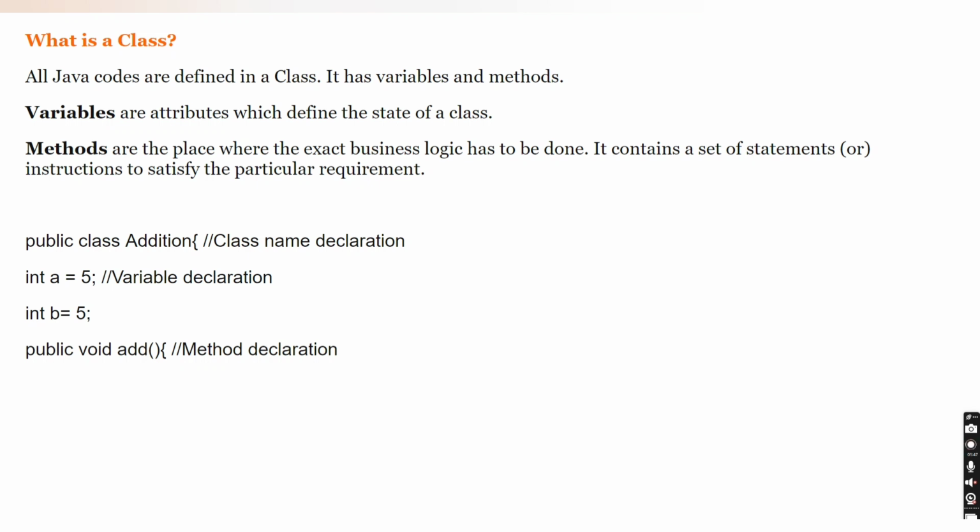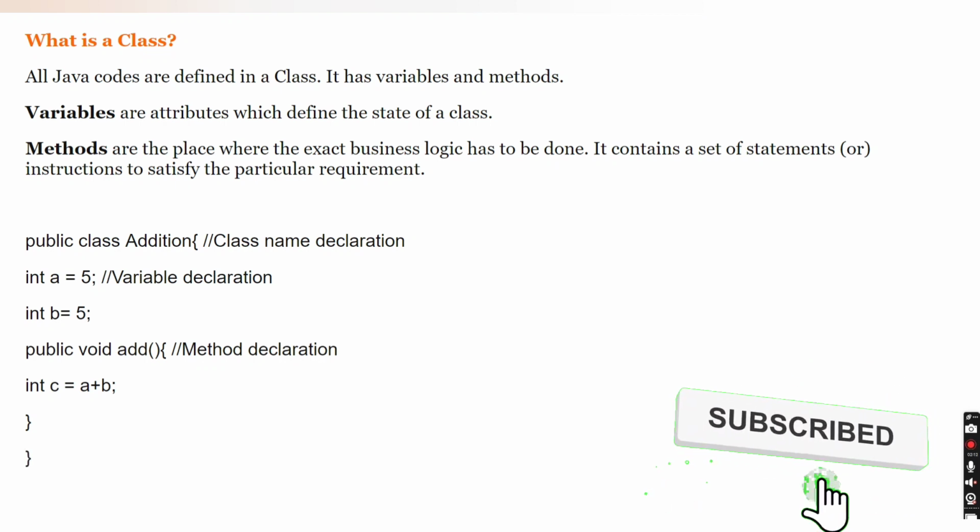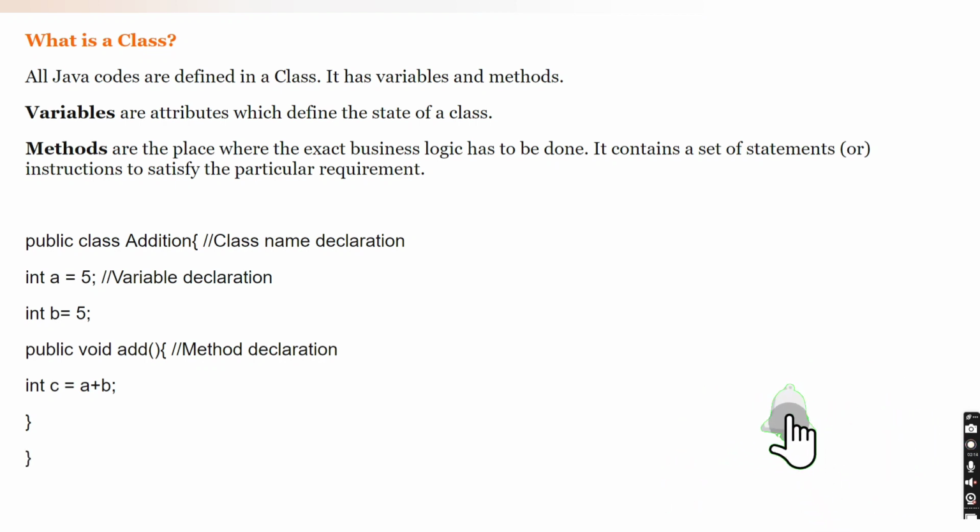This is a method where the business logic has to be done, meaning a particular set of instructions needs to be written. As the name suggests, it will add the two variables. Here the instruction is a plus b, and that value is stored inside another variable, c. So this is the business logic, or the implementation, of method add, and then we close that class. I hope you understand the theory behind the class.